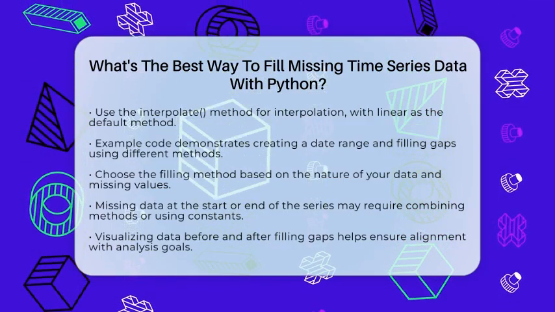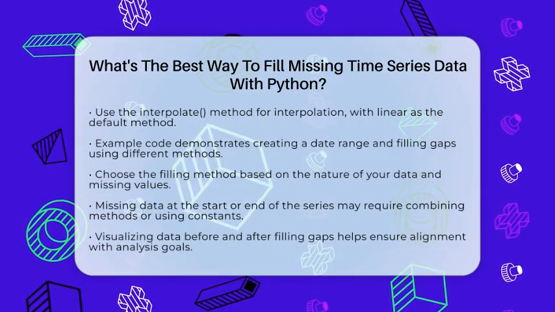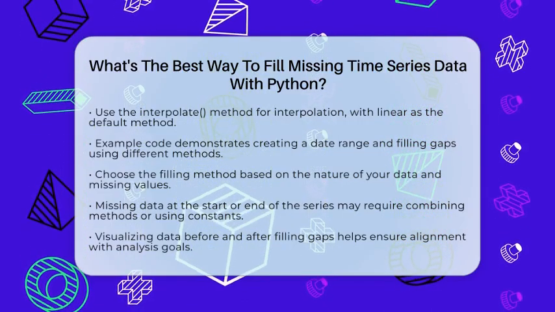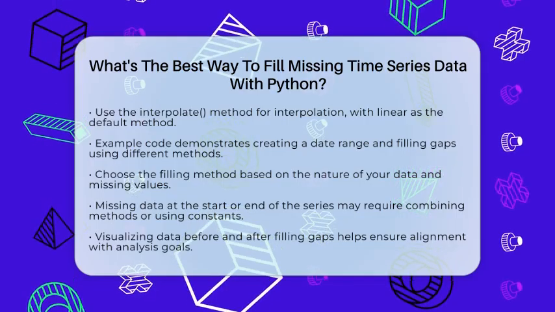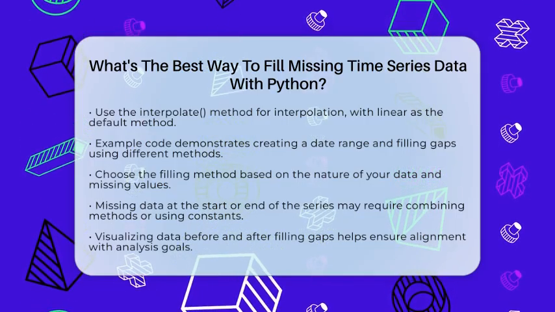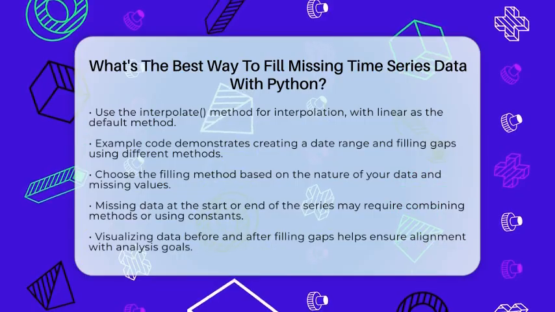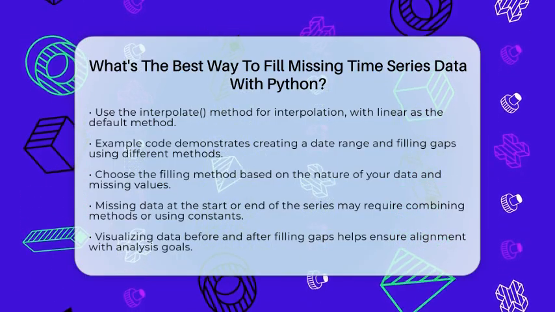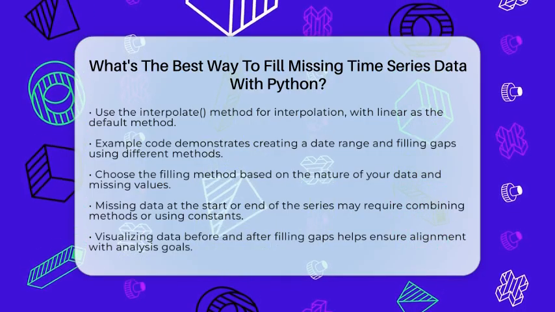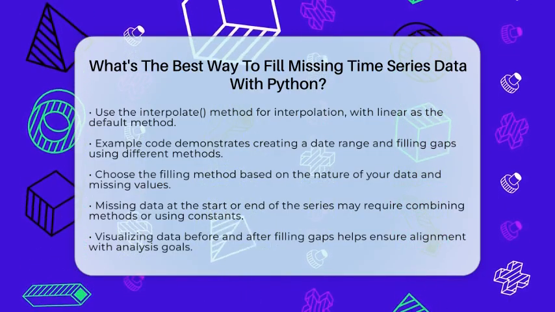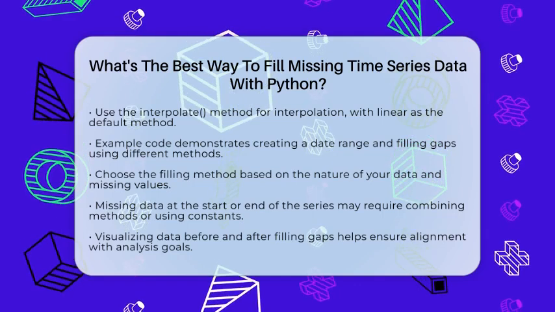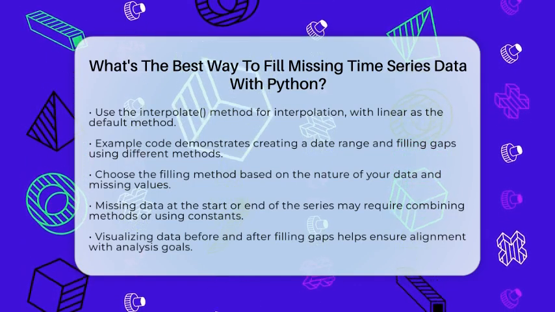Choosing the best method depends on your data. Use forward or backward fill when you think the missing values should match adjacent known values. Opt for interpolation when you want to estimate values based on the trend of the data. Keep in mind that if missing data occurs at the start or end of your series, forward or backward fill may not fill those gaps. You might need to combine methods or use a constant value for those cases.